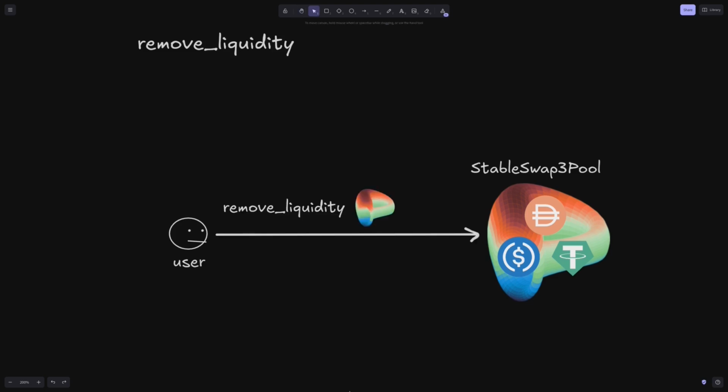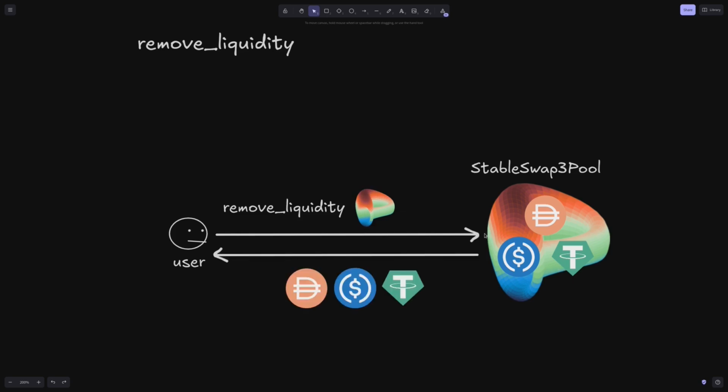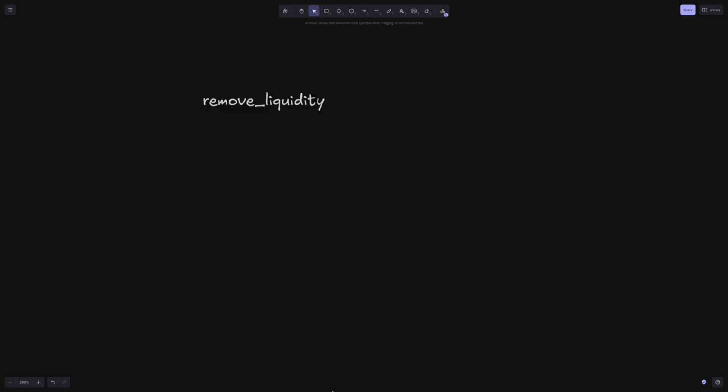For example, let's say that a user calls remove liquidity on the StableSwap3 pool contract. The StableSwap3 pool contract has 3 tokens, DAI, USDC, and USDT. The user will specify the amount of LP shares to burn. The StableSwap contract will calculate the amount of DAI, USDC, and USDT to give back to the user, burn the shares, and then send all of these tokens back to the user. The function remove liquidity is not difficult to understand.